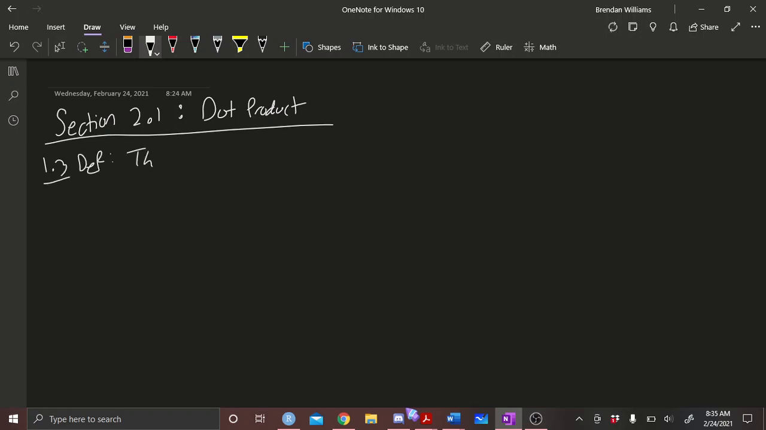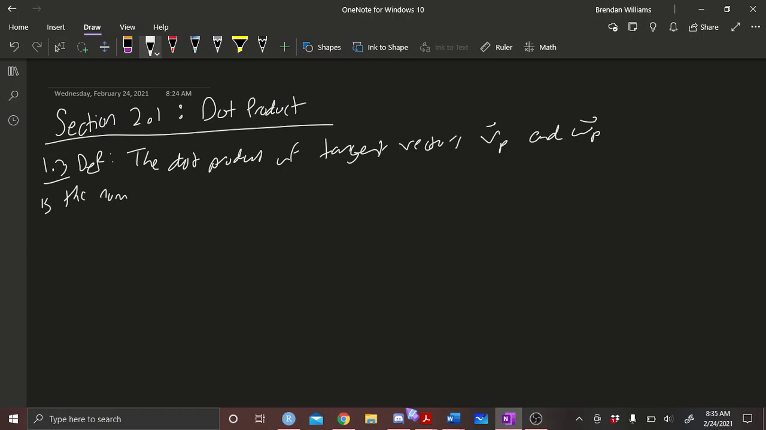So the dot product of tangent vectors v sub p and w sub p, and they're at the same point p of R3, is the number v sub p dotted with w sub p. That's the notation. It's equal to v dot w. So we just look at the vector parts essentially.